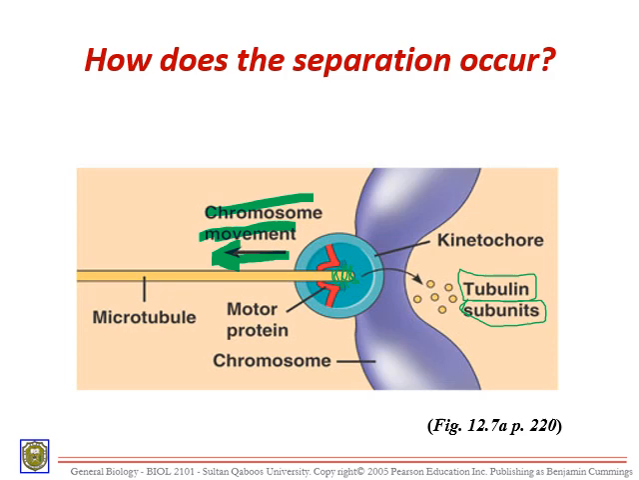As this becomes shorter, it will reach here, for example, and then will keep on releasing the tubulin subunits. Now it has reached here. It's moving this side, until finally it will reach the opposite end of the cell. The chromosome will be here. Okay, so that's how separation takes place. It's by releasing the tubulin subunits. Where does this take place? It takes place here at the kinetochore.